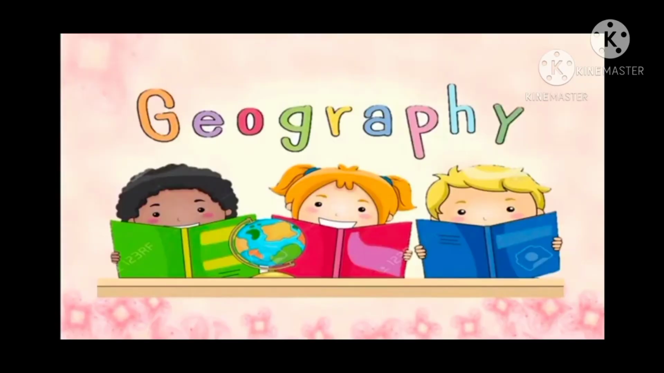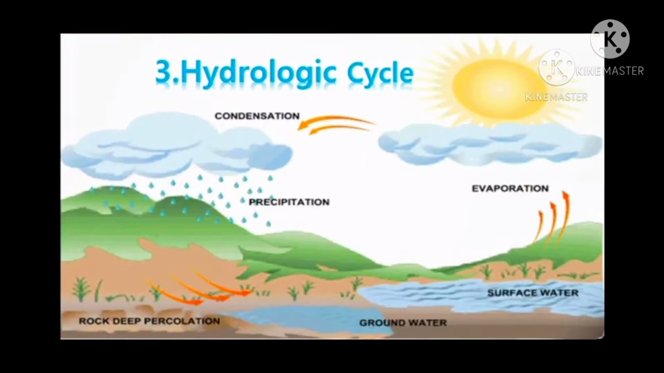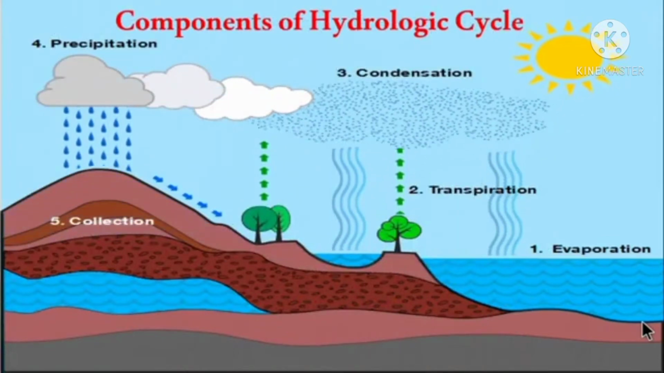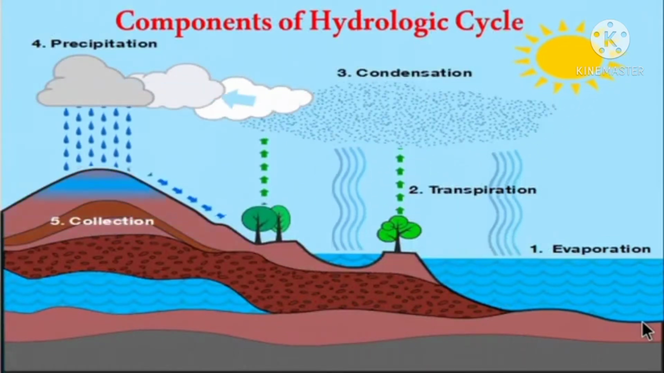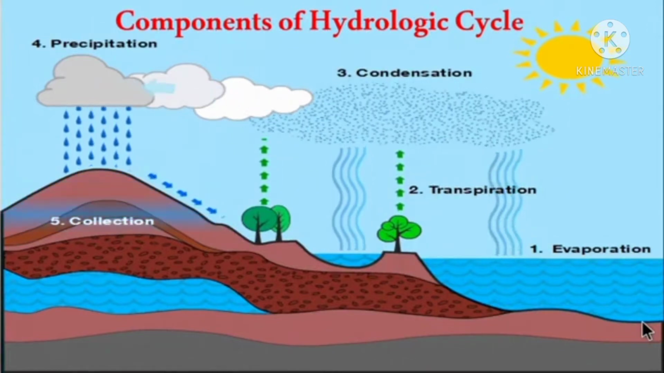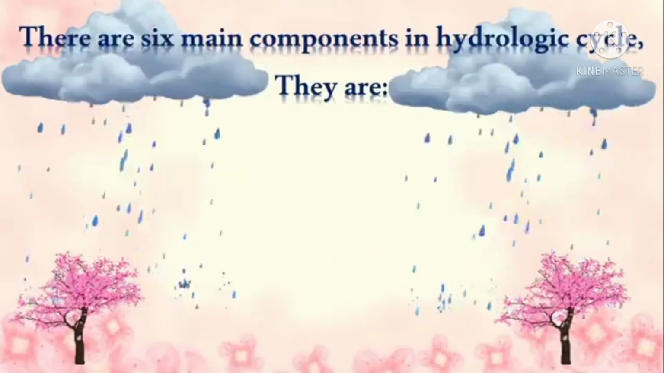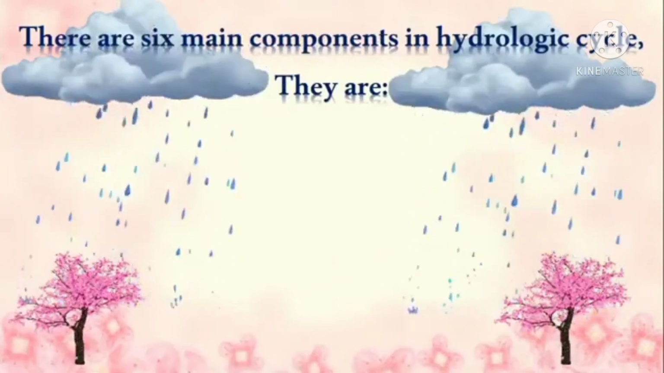Children, in today's class, let's see the continuation of the geography lesson, the hydrologic cycle. Now, let's see about the components of the hydrologic cycle or water cycle. So, what are the main components involved in the hydrologic cycle? There are 6 main components or phases in the hydrologic cycle.